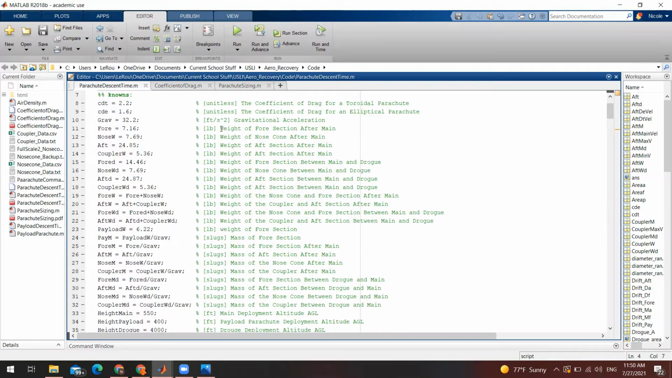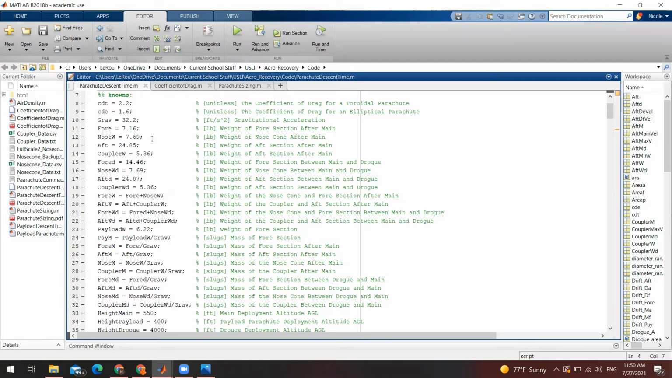We made it even more detailed because we wanted to see if there was a significant difference of the velocities that were reached and the descent times that were made under just the drogues, because the weights change a little bit after the main parachute. After the main, the weight of the main parachute is not affecting the weight of the full body because it's deployed. So that's the difference between this weight after main and this weight between main and drogue.